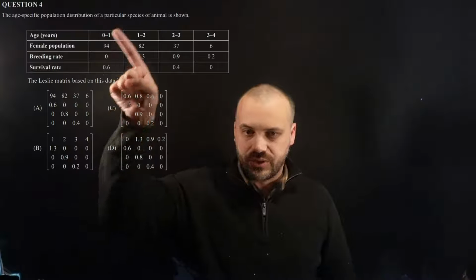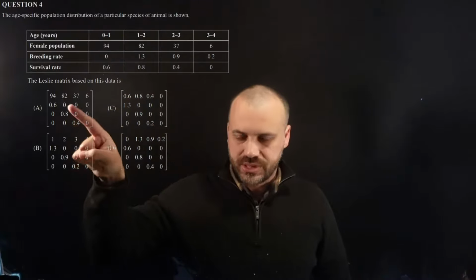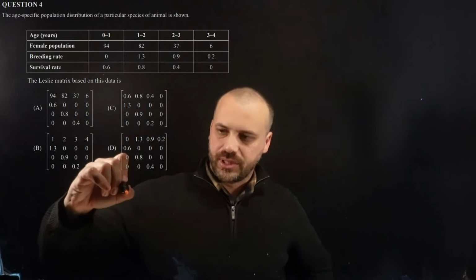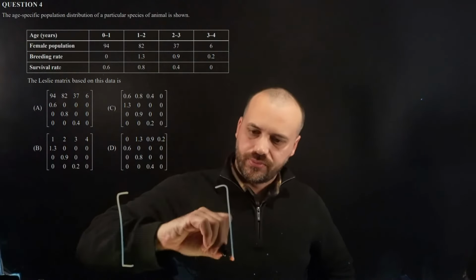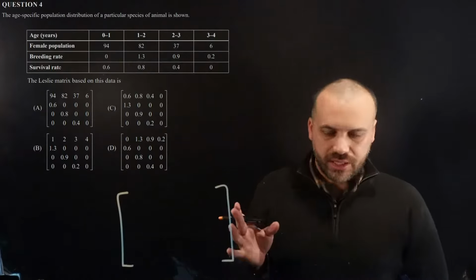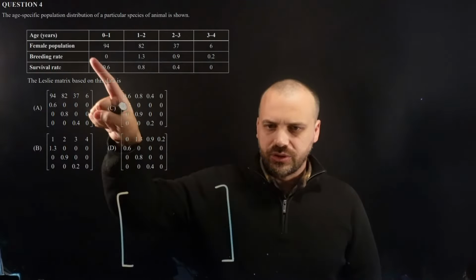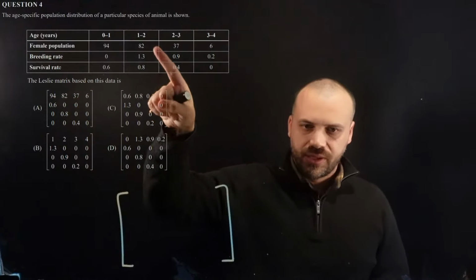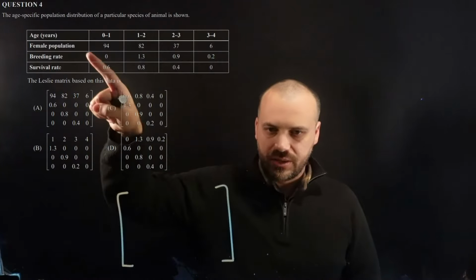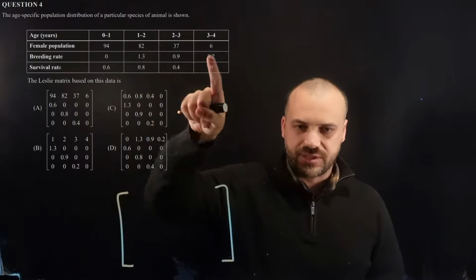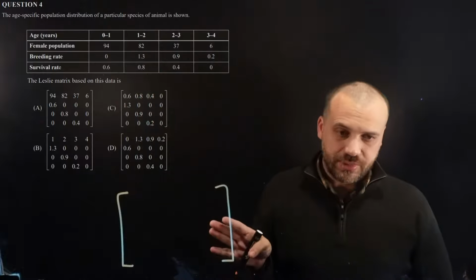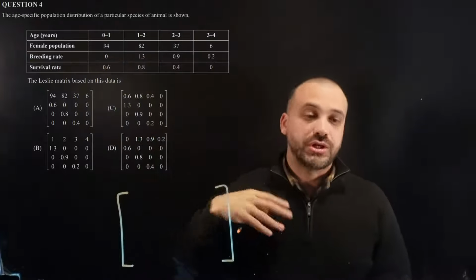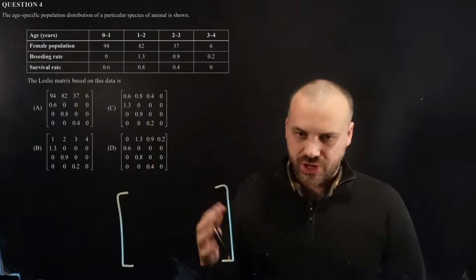So a Leslie matrices question here, and we don't have to do any calculation. We just need to take this information and come up with some more Leslie matrix here. So maybe I'll just recreate my Leslie matrix here, and we'll see what we end up with. Now look on the first row, female population. This information here, 94, 82, 37, 6, that doesn't go in our Leslie matrix. That goes in our population matrix. So this first row we should ignore. It's some kind of distraction.